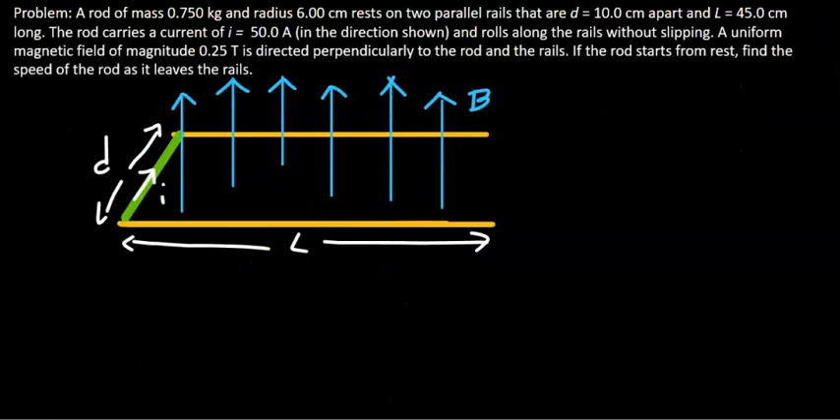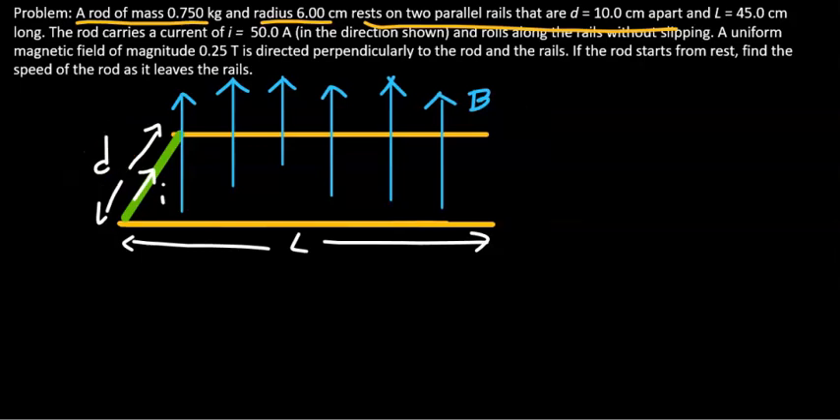Now let's get to the problems. A rod of mass 0.75 kg, so that is the rod in green, and the radius of the rod is 6 centimeters, rests on two parallel rails that are 10 cm apart. So this is one rail and this is one rail. The distance between them is d, that is equivalent to 10 cm.